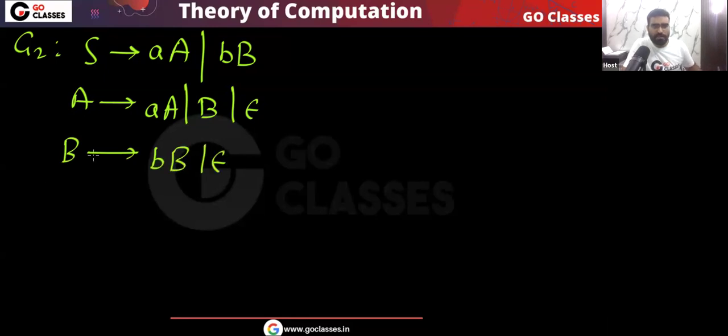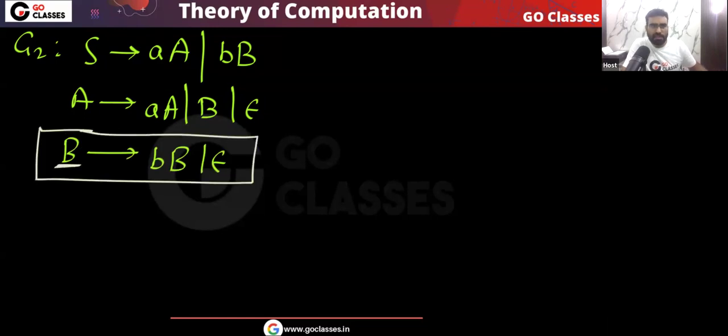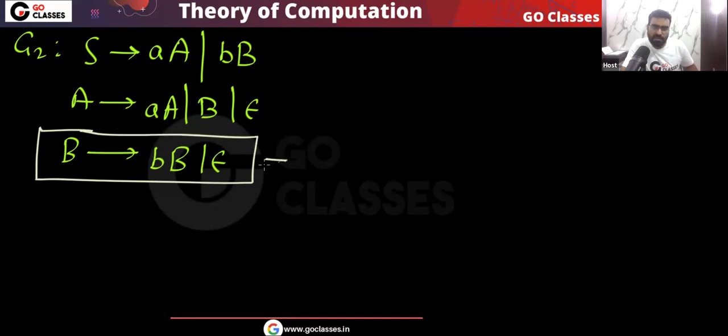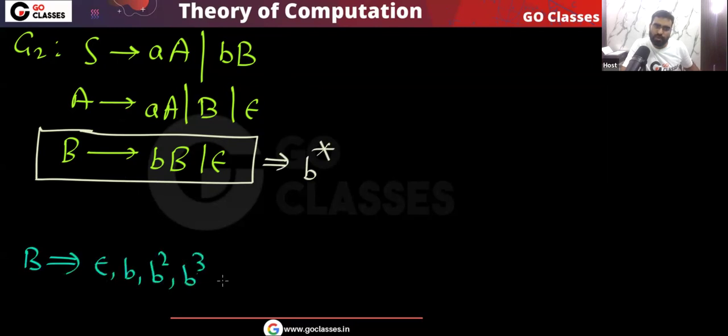Now you can easily see here that this variable B does not depend on any other variable. So what is this B generating? This B is generating b star. Agree? From B you are getting b star, because you can easily see that from B I can generate the empty string, I can generate b, b square, b cube, and so on. So B is generating b star.